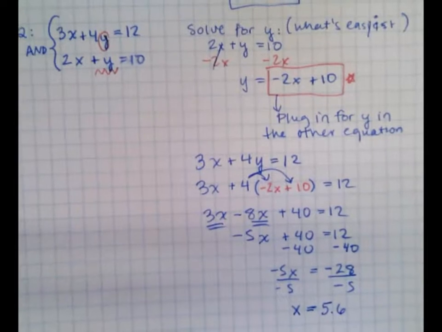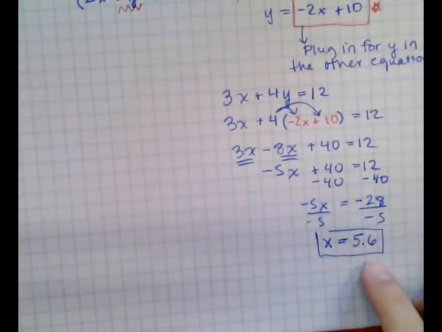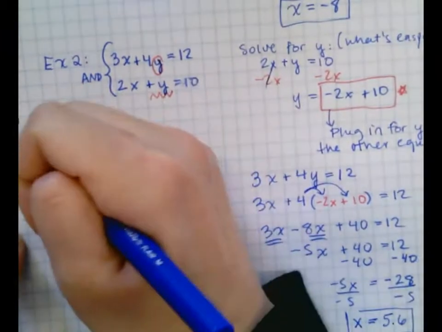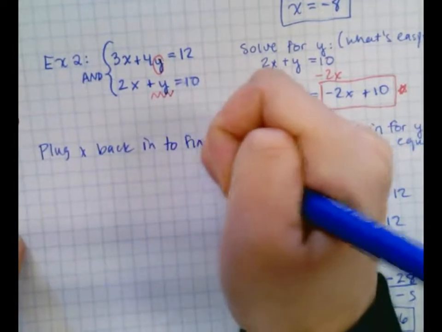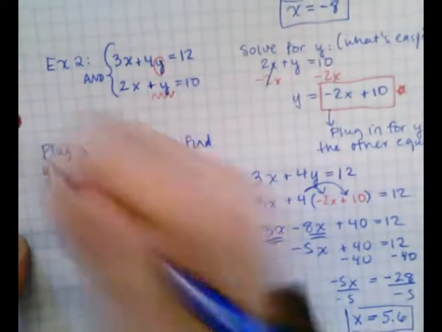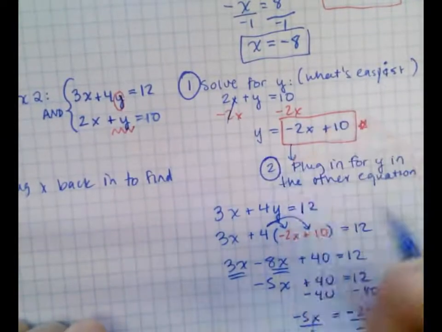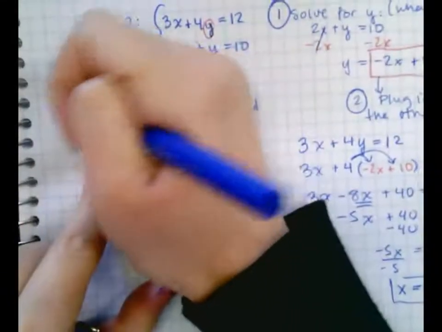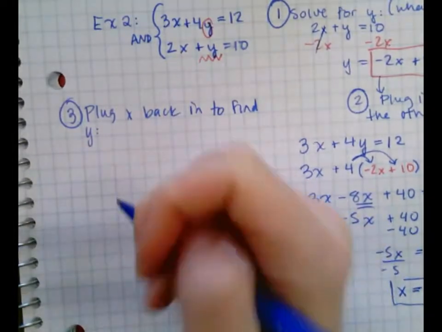Okay, so now I found x. And now I can take that x, and even though it's a decimal, I can plug it back in for x in either one of my two original equations in order to find y. Just to organize the steps, first thing we did was we solved for y. Second thing we did was we plugged that thing back into the other equation. Now the third thing is we're going to get our y value. I'm going to plug into the first one, it doesn't matter which one.